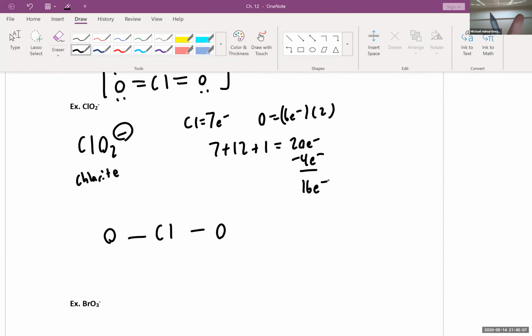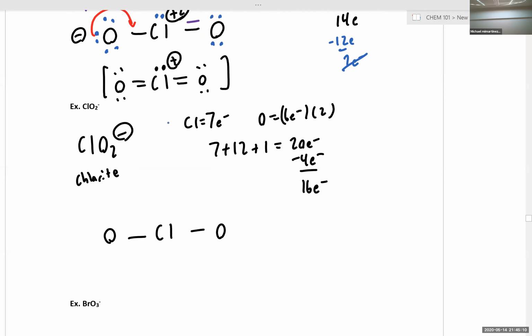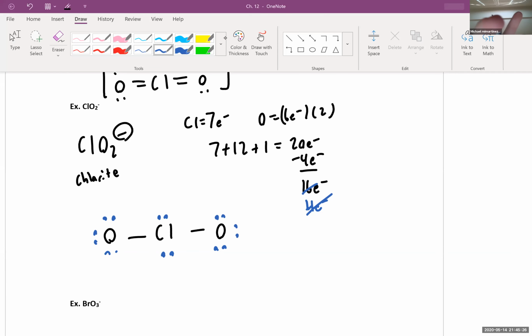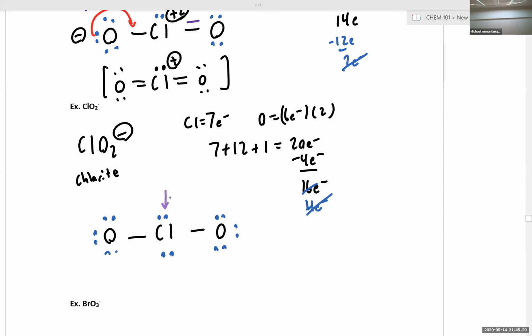Where do we place our lone pair electrons first? Oxygen. 2, 4, 6, 8, 10, 12. We now have 4 electrons remaining. We place our last 4 electrons on chlorine. Now, looking at the formal charges, what is the formal charge of chlorine in this case? Plus 1. We have 7 minus 2 minus 4, which is plus 1. Both of these oxygens are minus 1.